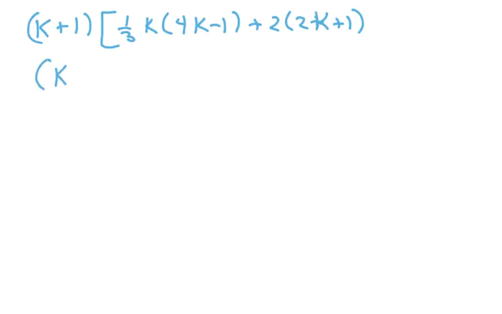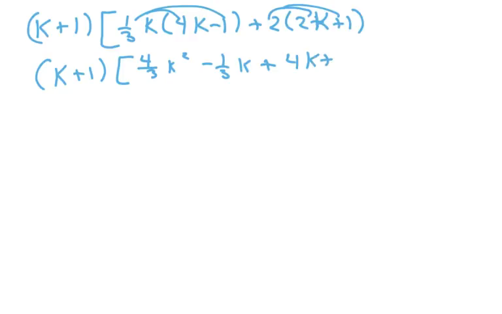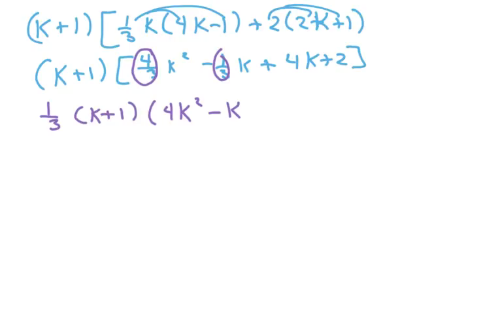Now, I'm going to go ahead and multiply through by 1/3. So if you do that, you're going to get k plus 1 times 4/3 k squared minus 1/3 k. So I just distributed here. And then I'm going to FOIL this part out, or distribute, and get 4k plus 2. And simplifying further, I can pull out a 1/3. If I pull out a 1/3 here, what I'll get is 1/3 k plus 1 times 4k squared minus k plus 12k plus 6.